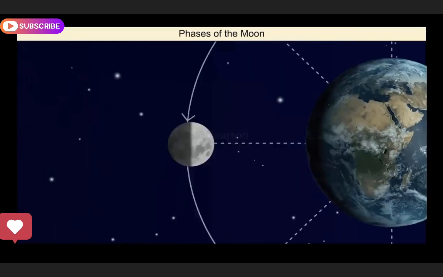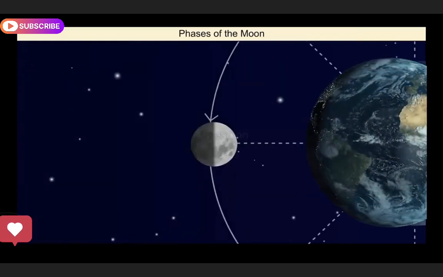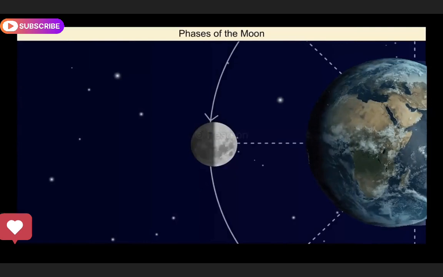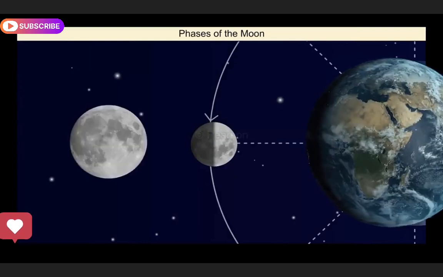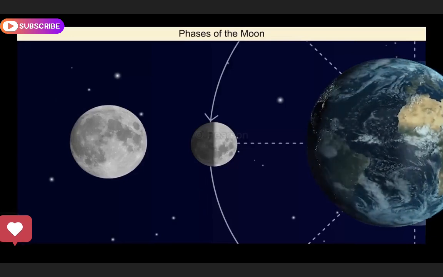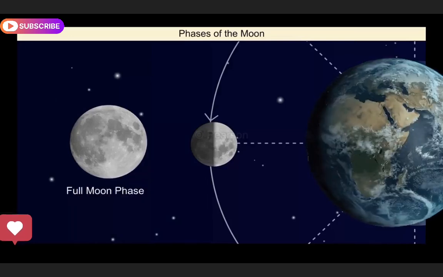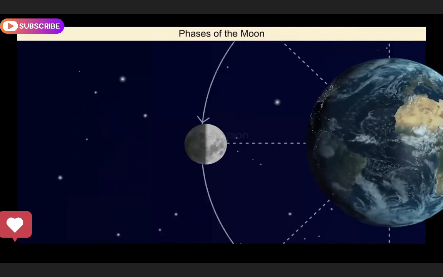When the moon is exactly in the opposite position, the part of the moon facing the earth is completely lit by sunlight. Therefore, we see the complete bright side of the moon. This phase of the moon is called the full moon phase.